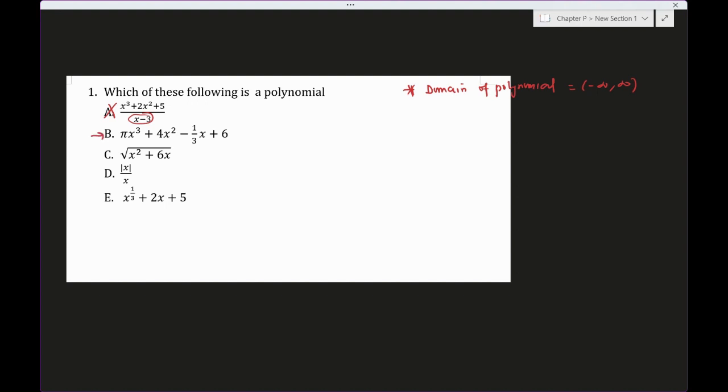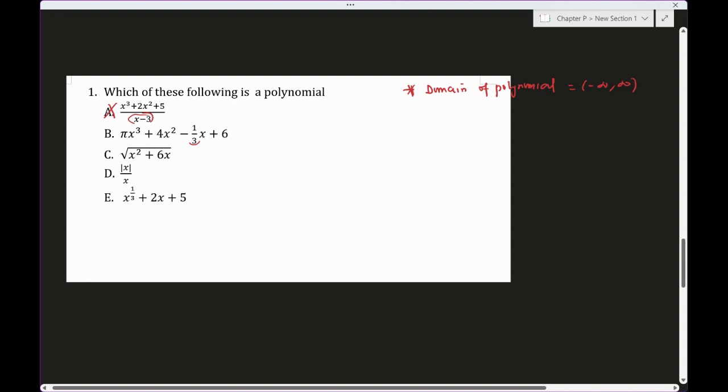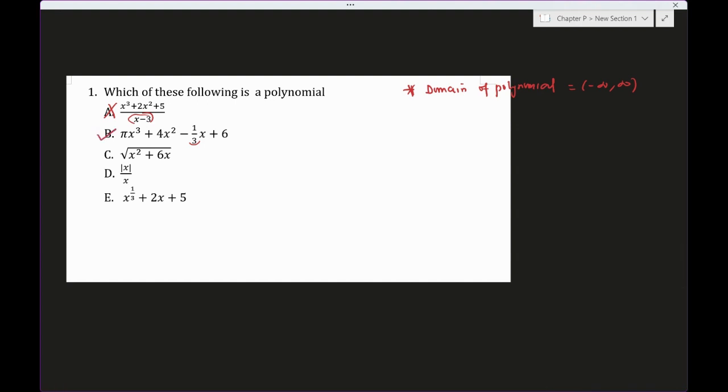Now, if you go to B, B is a polynomial because it satisfies the condition. If you look at all the coefficients, pi, 4, 1 over 3, they are all real numbers. And you can see the power of x. You see the x here is to power 3, x here is to power 2. The power x here is to power 1. X here is to power 0. So all the x's, all the powers are integers. So this is a polynomial.